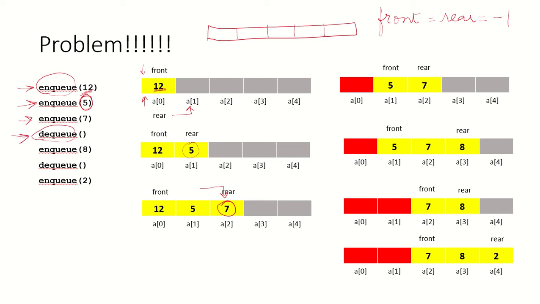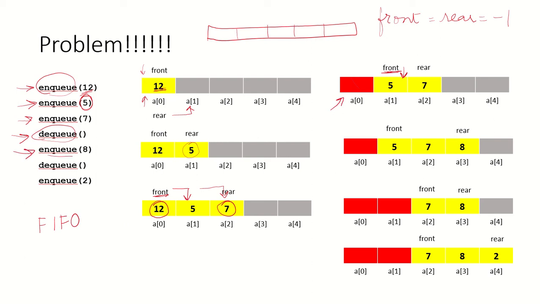The next operation that we want to do is a DQ operation. Since the queue follows a FIFO principle, that means the first element that was in has to be deleted. So 12 will be deleted from this queue since that is being pointed to by the front variable. For deletion, or for DQ operation, we simply increment the front variable. So the front variable is now pointing to 5, and 12 is no longer part of the queue.